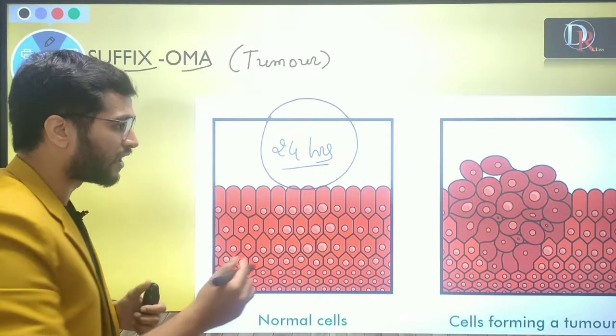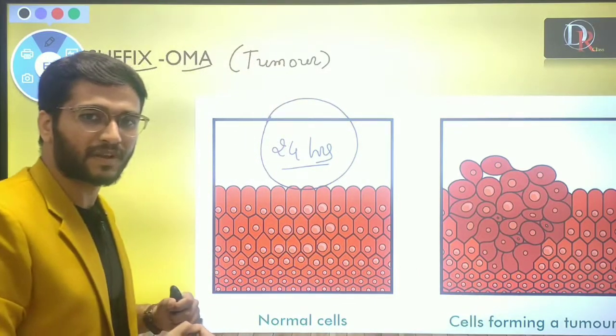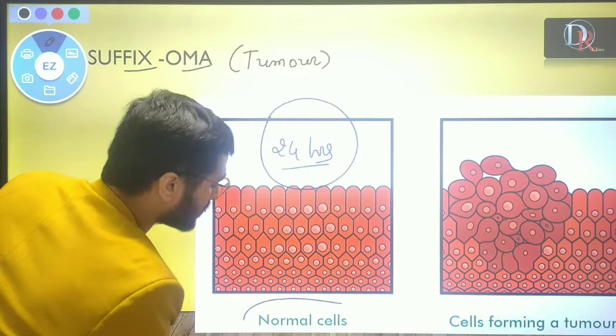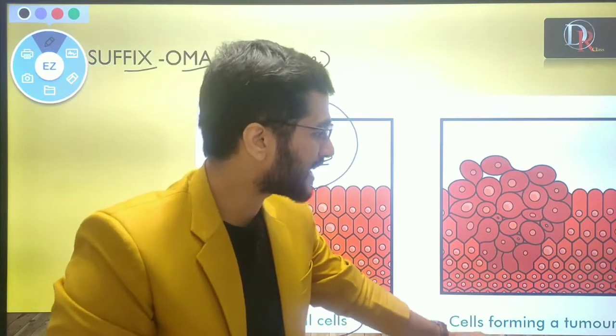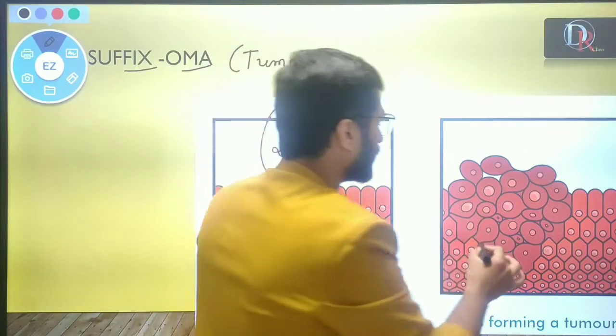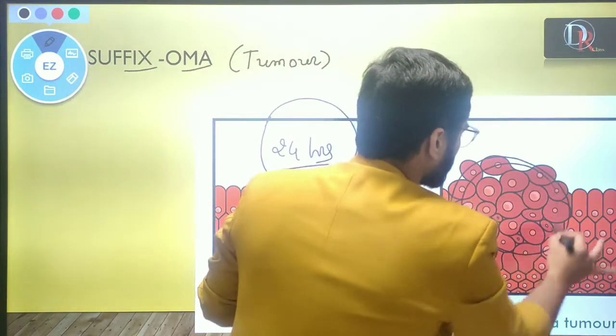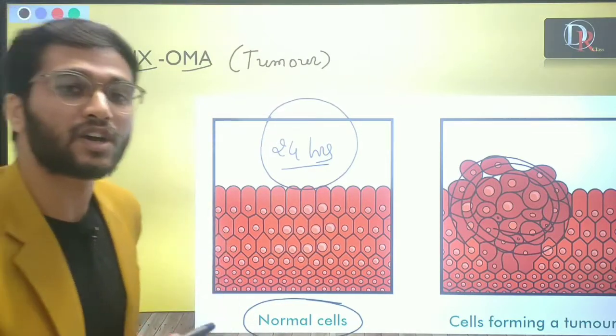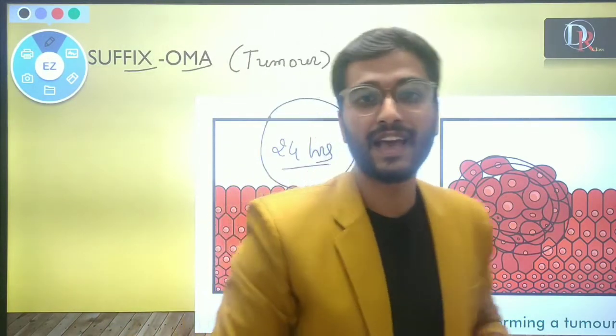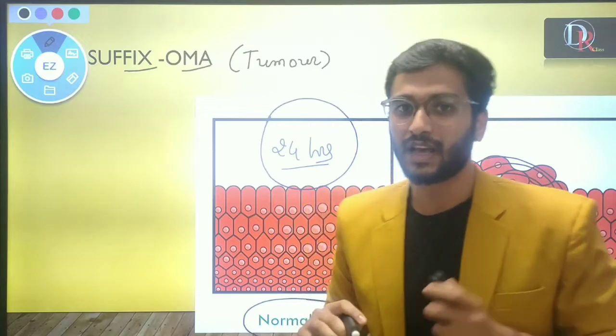Let's look at a figure. This is the normal view and this is the tumor formation site. Normal cells are in an orderly arrangement, but where cell division is rapid, it leads to an excessive mass of cells, which is known as tissue. Basically, there are two kinds of tumors: one is benign and the second is malignant.